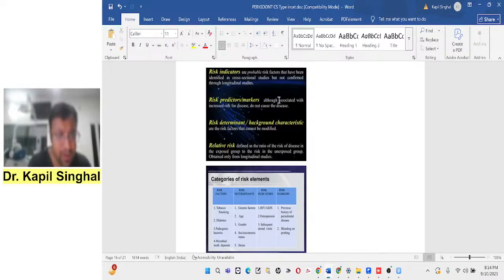Okay, risk predictors or markers, they are those which are associated with increased risk of disease but they do not cause the disease. It means when there are risk predictors, the probability of disease occurring increases, like bleeding on probing, or a previous history of periodontal disease. Okay, they increase the probability of having the disease but they do not cause the disease.